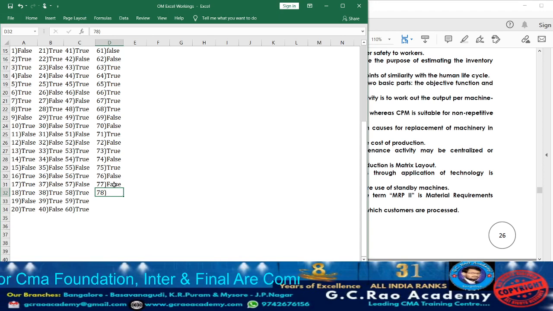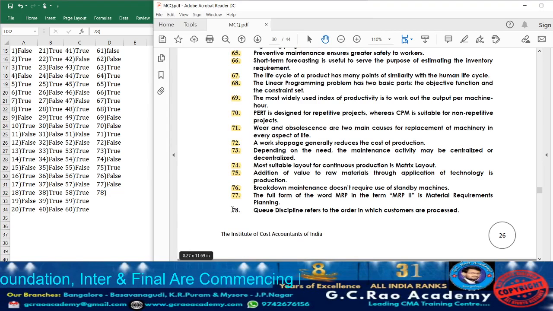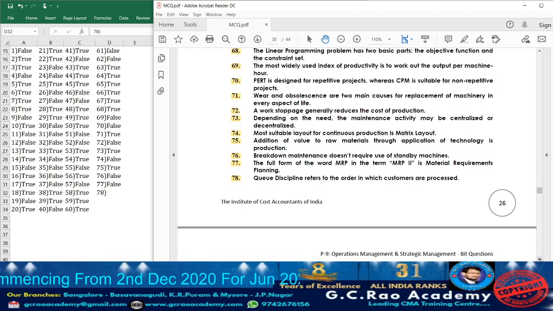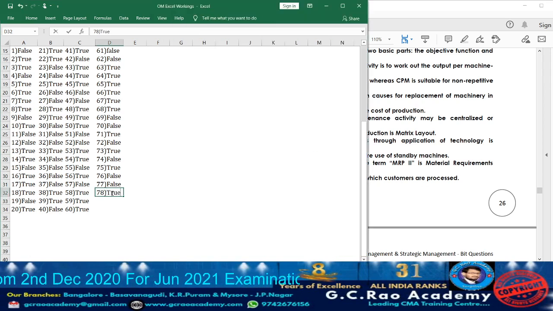Now let us move on to statement 78. What are they telling? Q discipline refers to the order in which customers are processed. It is true. It means with the help of Q discipline we will come to know in which order, in which sequence the customers have been provided the service. So accordingly statement 78, whatever they have given, it is true. Now let us move on to statement 79.